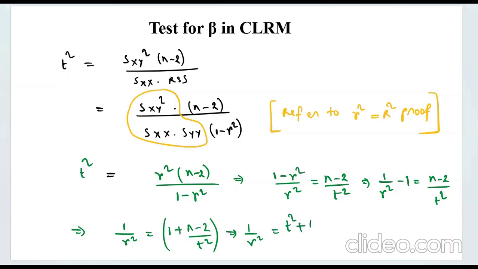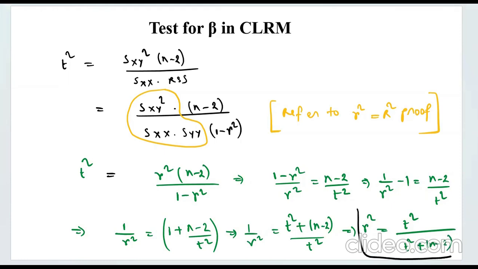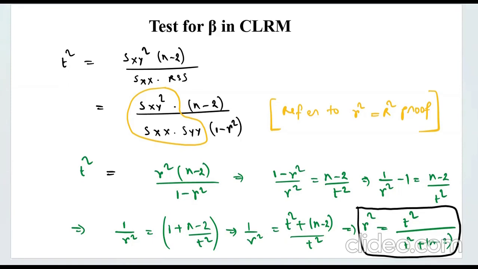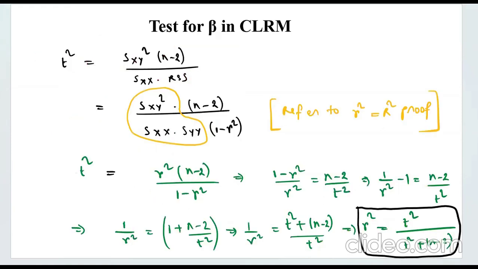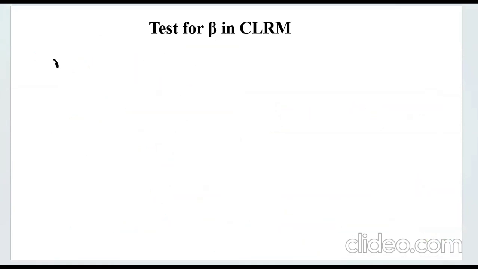t square plus n minus 2 upon t square, or what you can write, r square is t square upon t square plus n minus 2, right? And that is how you prove this relationship. So this is a thumb rule you can remember. This is how you prove this theorem, that r square can be written in terms of the test statistic value corresponding to slope parameter beta. Now, if you know this relationship, your r square finding will be very easy.